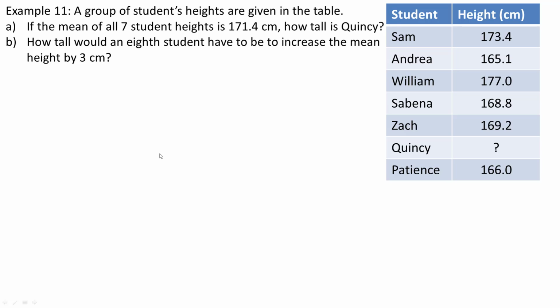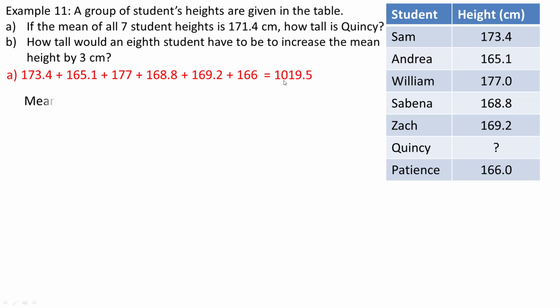Example number 11. A group of students' heights are given in the table. We have all these people, but we don't know Quincy's. It says that the mean of all the student heights is 171.4. How tall is Quincy? We're asked to find this if that's the mean.